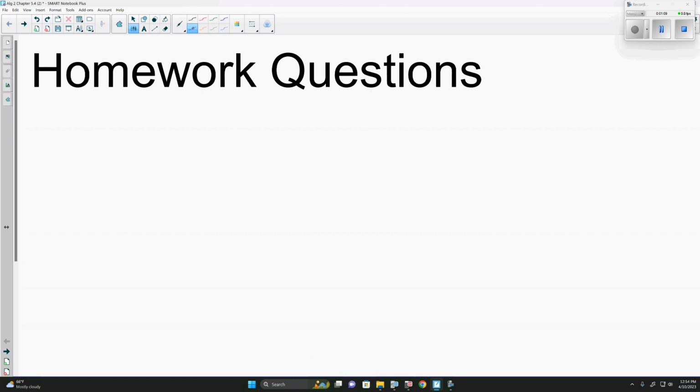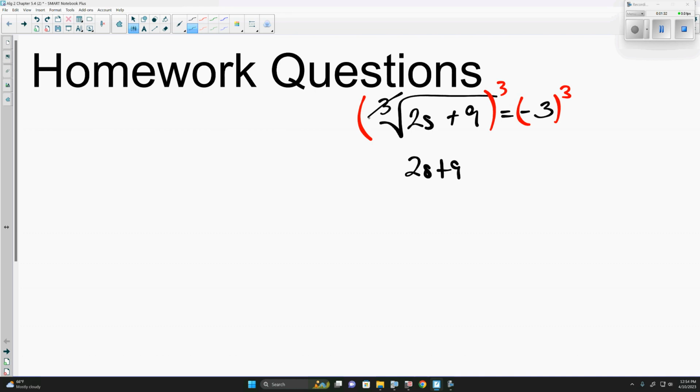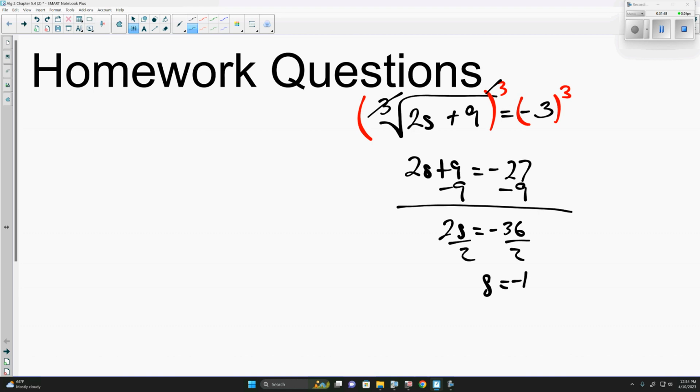Because the one that you were doing was the cubed root of 2s plus 9 equals negative 3. So the first thing we did was cube both sides, which tells us that 2s plus 9, these cancel, is equal to negative 27. Minus 9 from both sides, telling us 2s is equal to negative 36. Divide by 2, s is equal to negative 18.